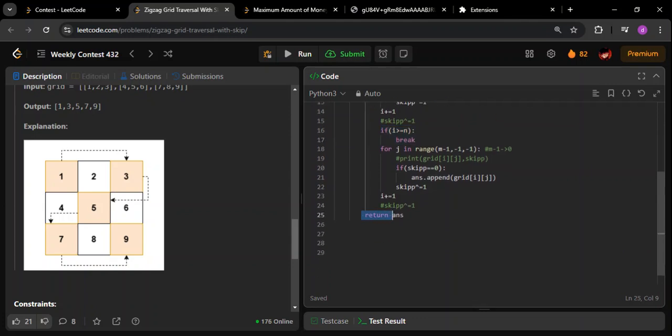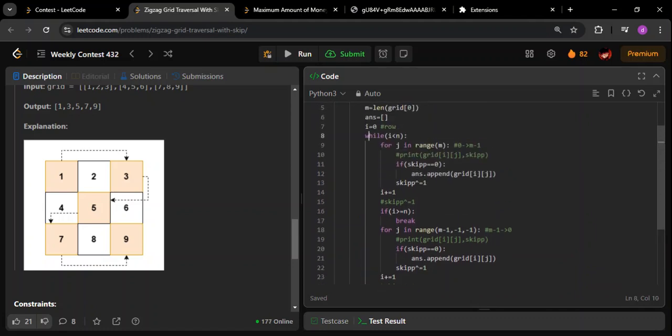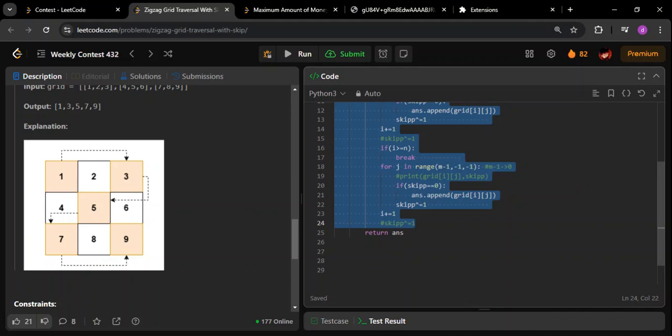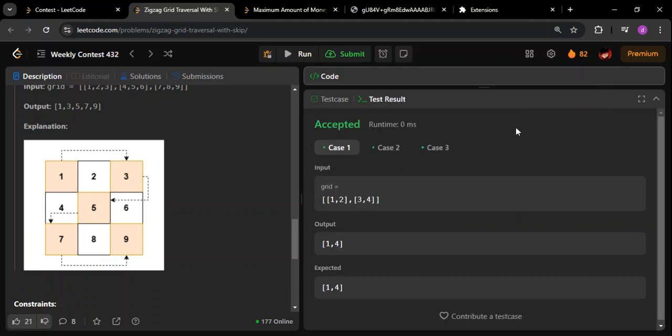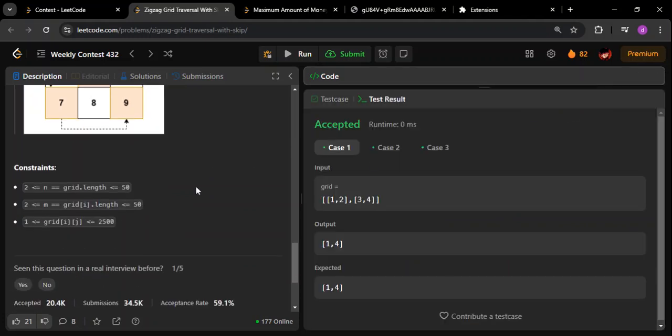So once I come out of this while loop, I am returning the answer. Let me quickly run this and show it to you. As you can see, this is clearing all the test cases. You can submit the same and it will work for you.